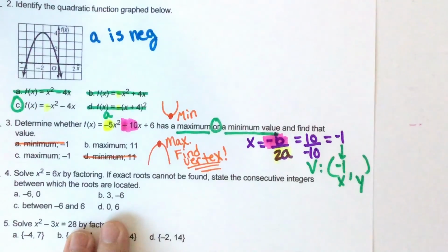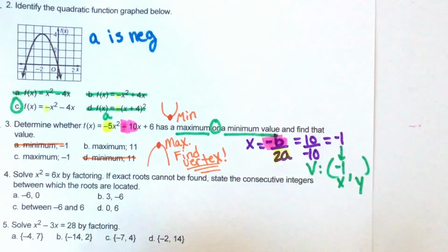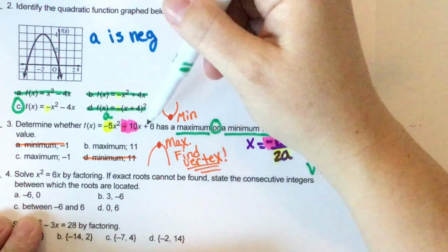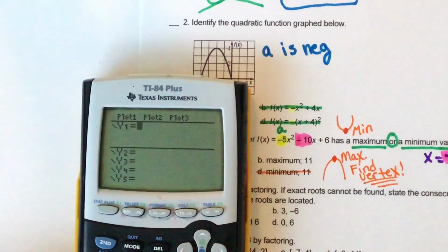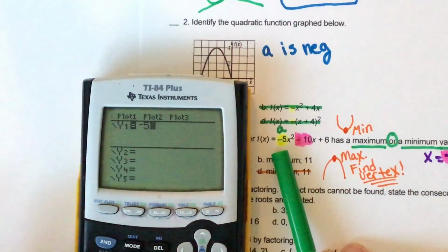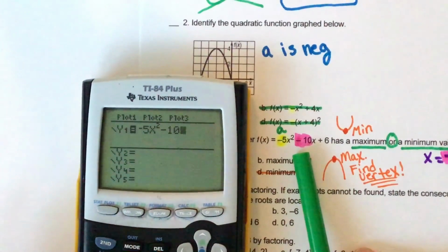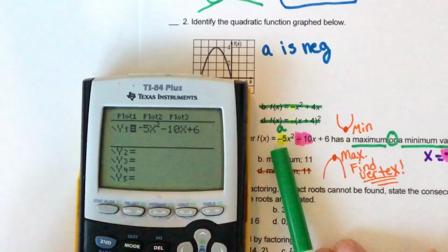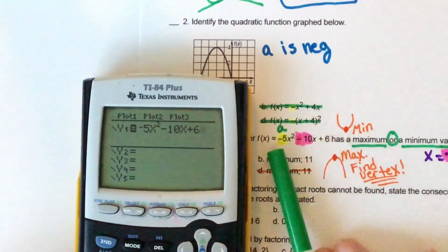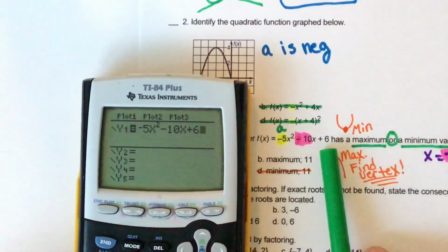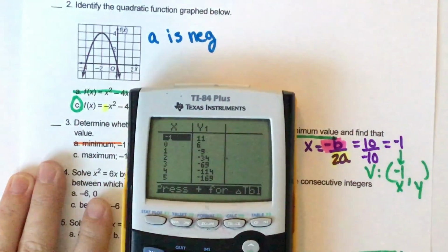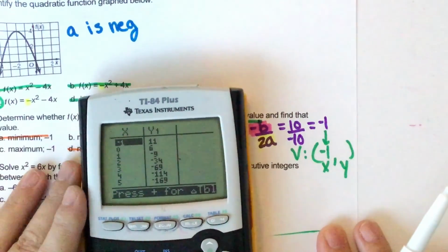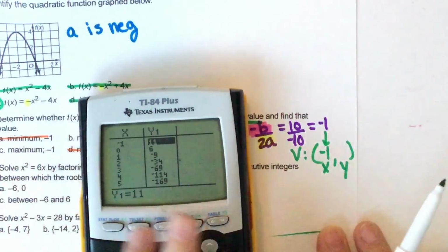Now I just need to find its y. I'm going to do what I did earlier: put this equation in y equals, and look for negative 1 in the table. So go to y equals and type it: negative 5x squared minus 10x plus 6. The guy in the front's a negative, the guy in the middle is a minus. Then I go to my table, second graph, and look for negative 1 in the x column. Here it is, and across from it is an 11.